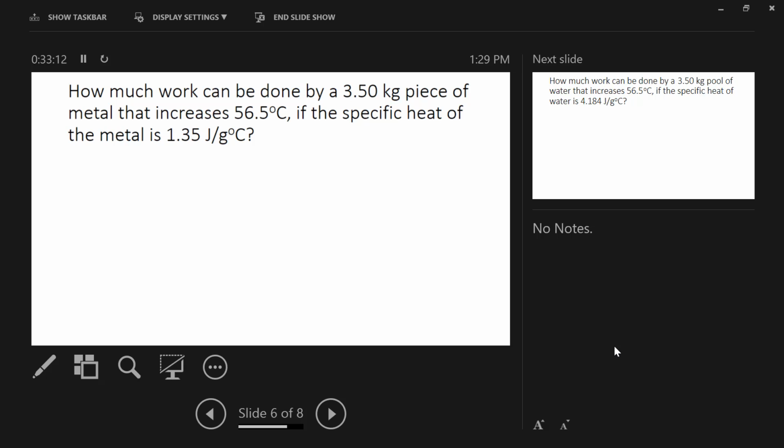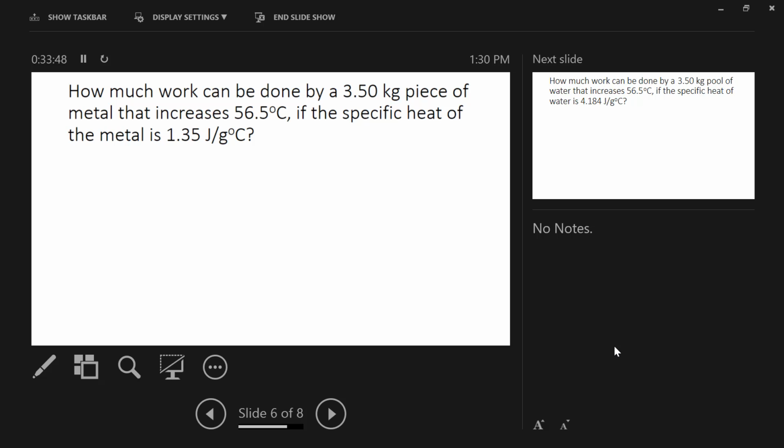So what do we want? What is this problem asking us to calculate? Work. And our tool is already set up to calculate work. Work is equal to 3,500 grams times 1.35 joules per gram degrees Celsius times our change in temperature, which is 56.5 degrees Celsius. That okay? Remember, we're doing something different while doing the exact same thing.